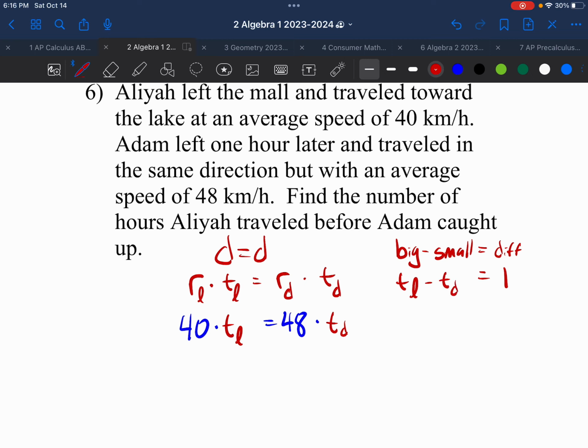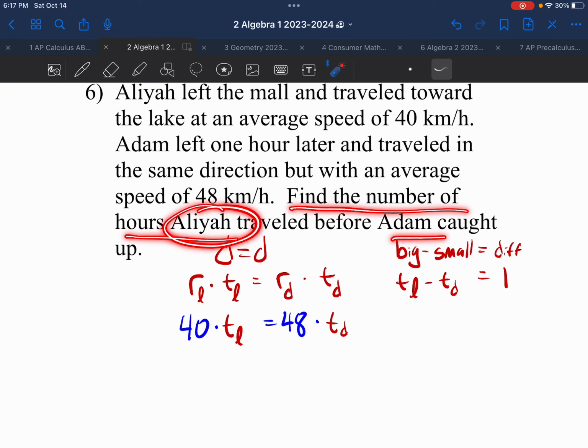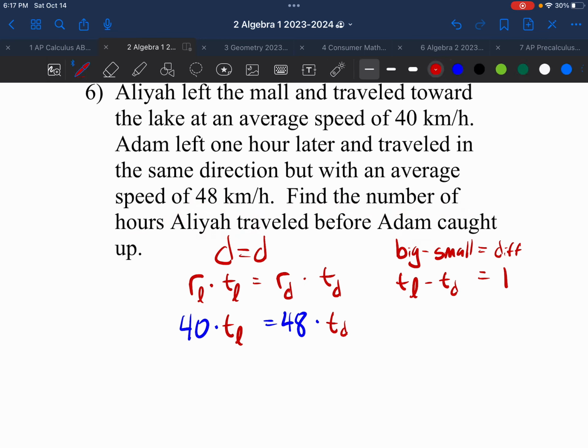which is Adam. All right, so I need to analyze how to be clever in this question. Which one are we trying to find? We're trying to find the number of hours Aaliyah traveled. And then Adam, we don't really care about that much. So Aaliyah's time is going to be TL. If I'm being clever, what I want to do is solve not for TL right here, but I want to solve for TD.